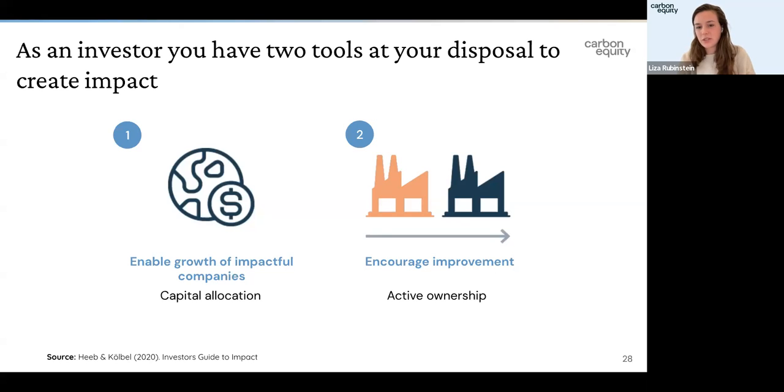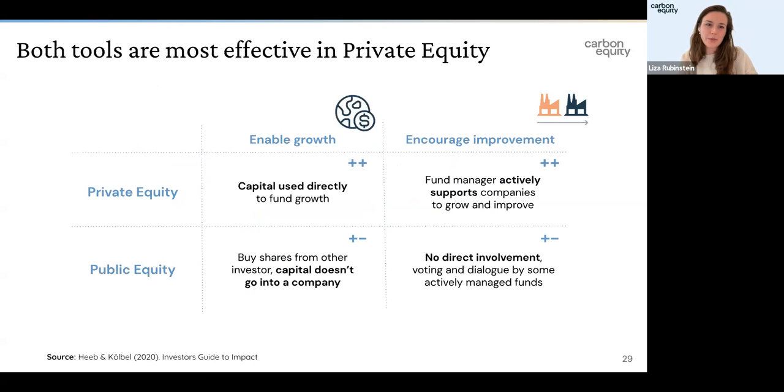And then the second thing you can do as an investor is encourage improvement in any kind of company you own. That's called active ownership. It can be about helping brown companies become green or green companies become better. Lots of improvements to be had as well. And maybe just wrap it all up. So there's private equity, there's public equity. There are two ways to have impact: you can enable growth, you can encourage improvements.